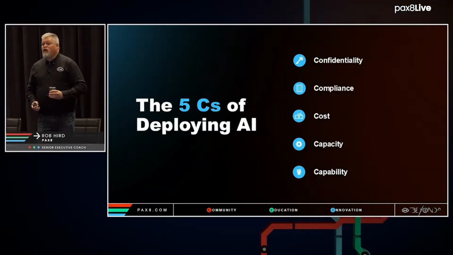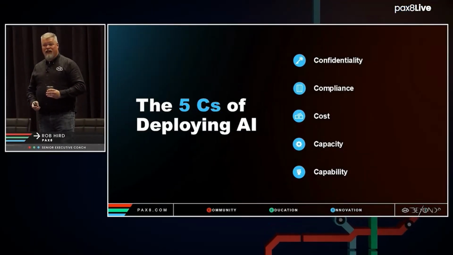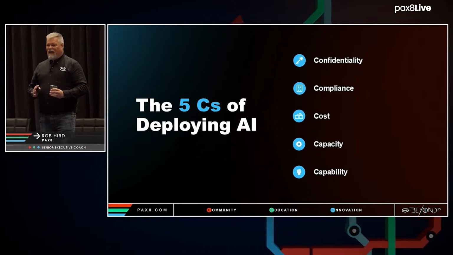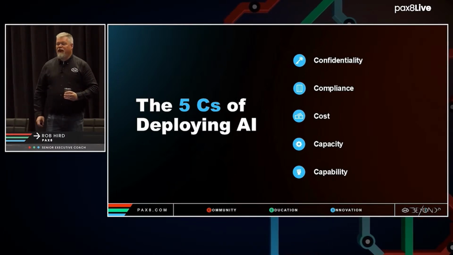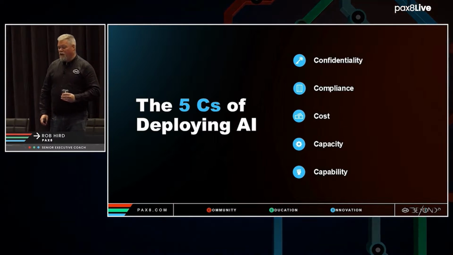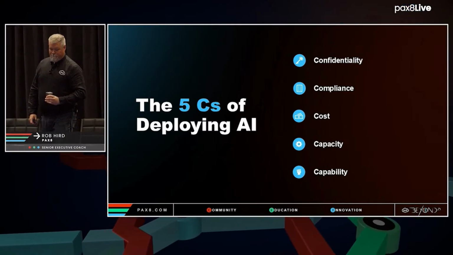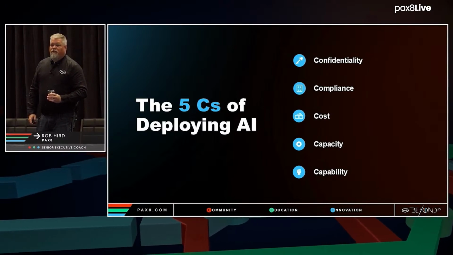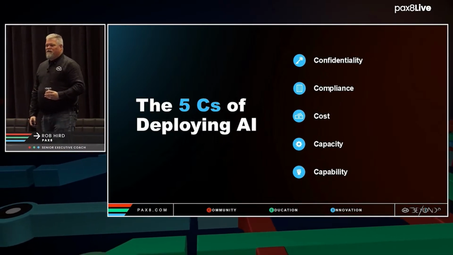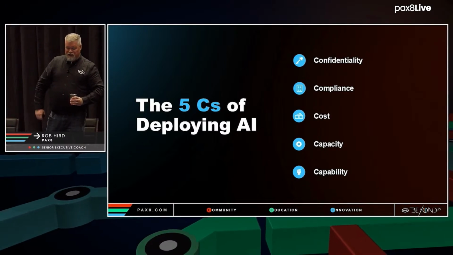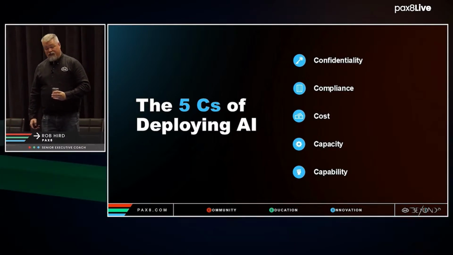For those of you who have not deployed AI, I've tried to summarize this in a fairly concise manner. This is what I have come up with as the 5 C's for deploying AI. So we'll start with confidentiality. I've said it so many times in this presentation, I'm going to keep saying it. AI relies on data.